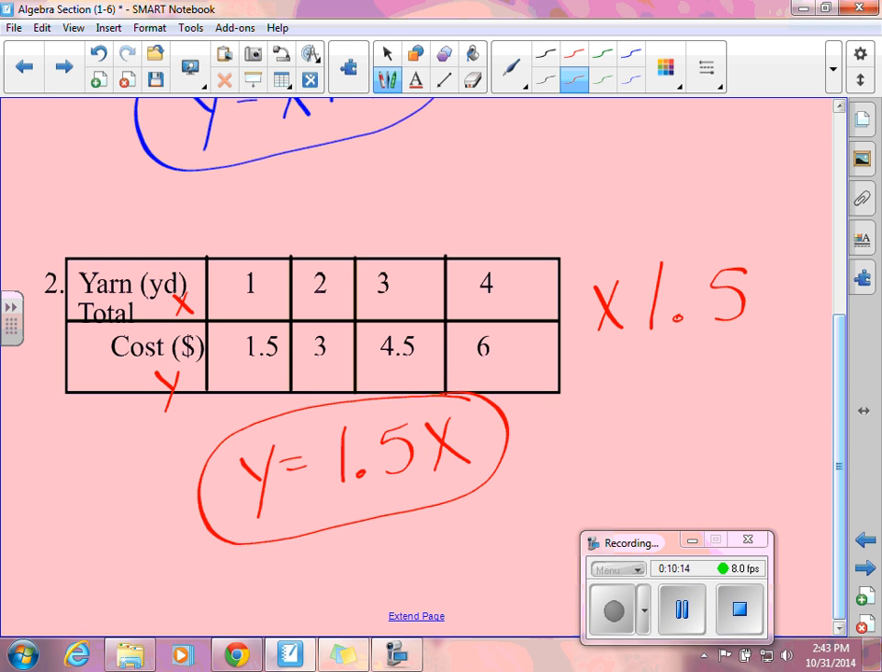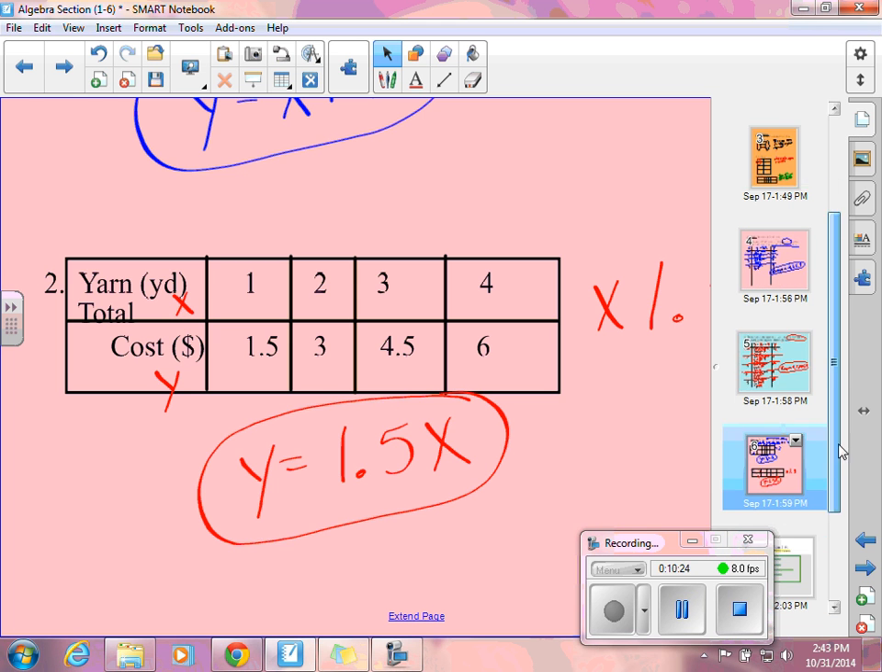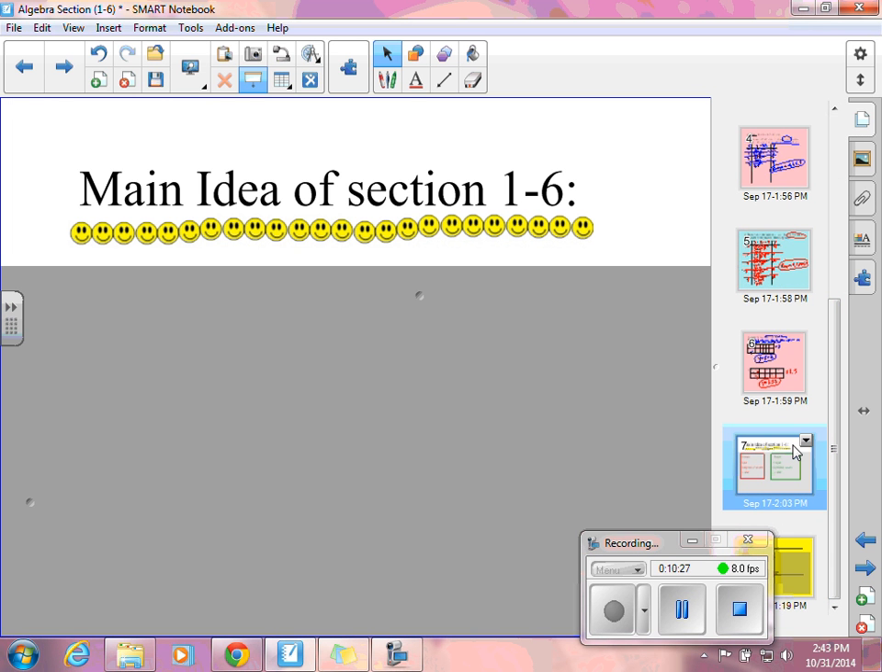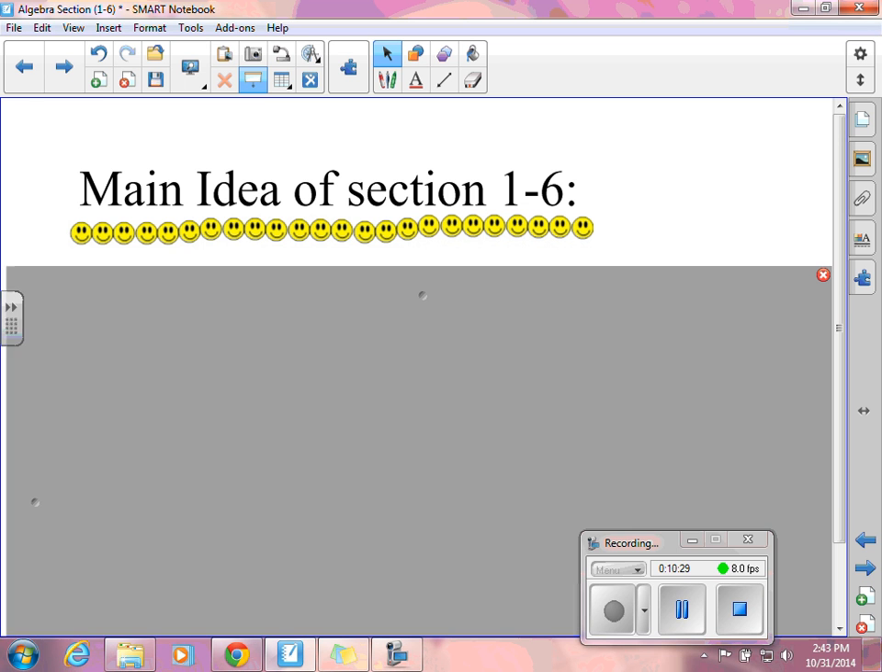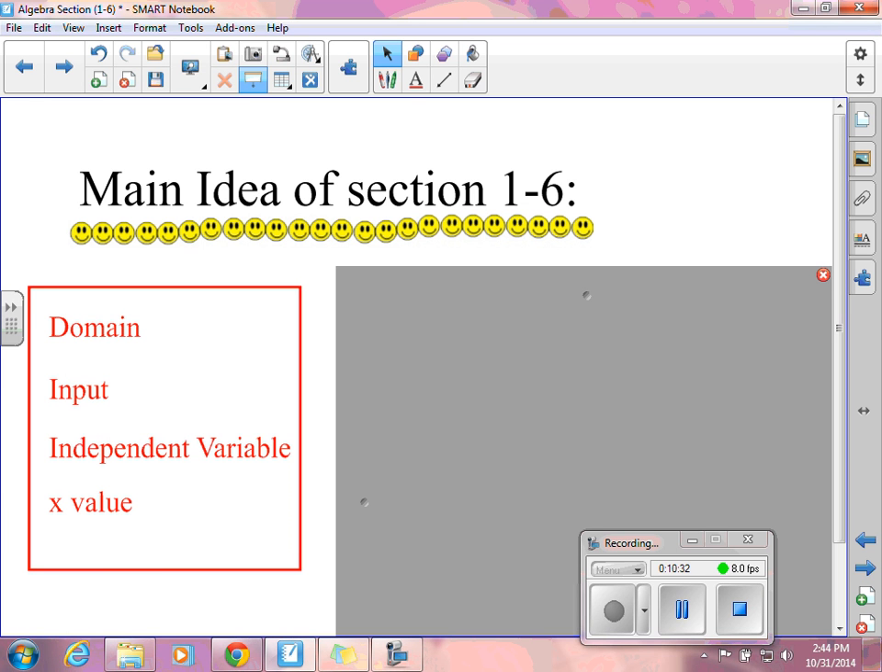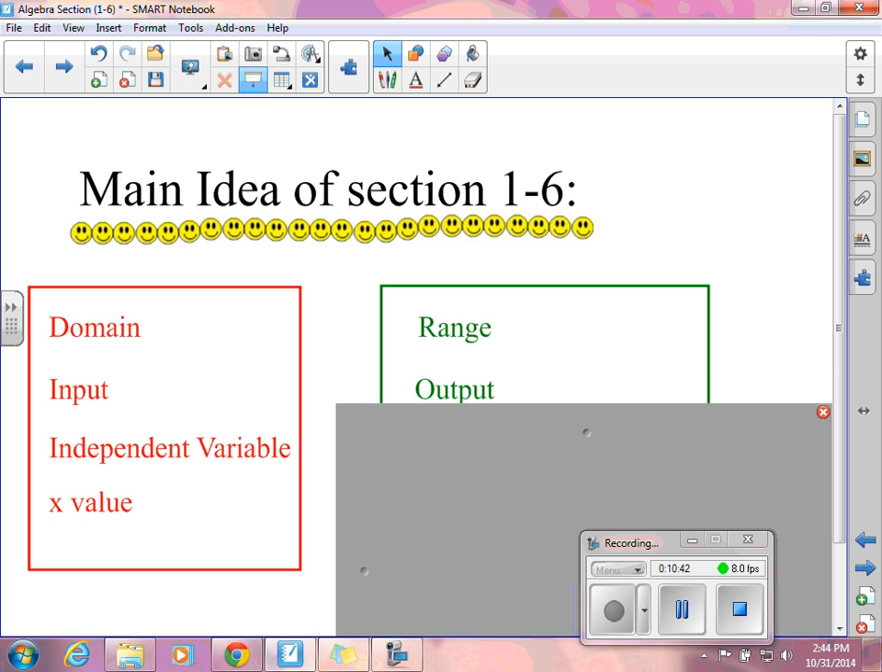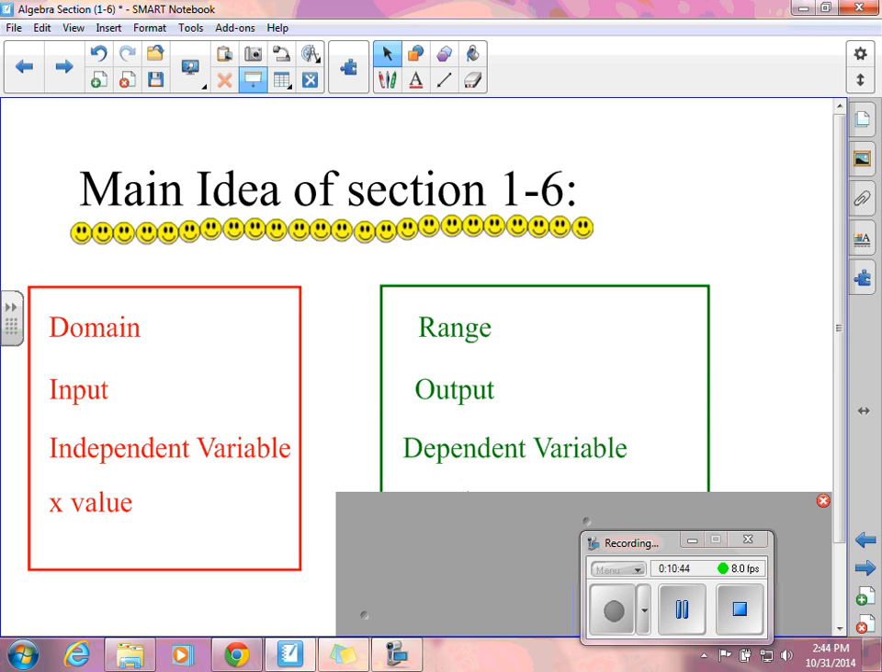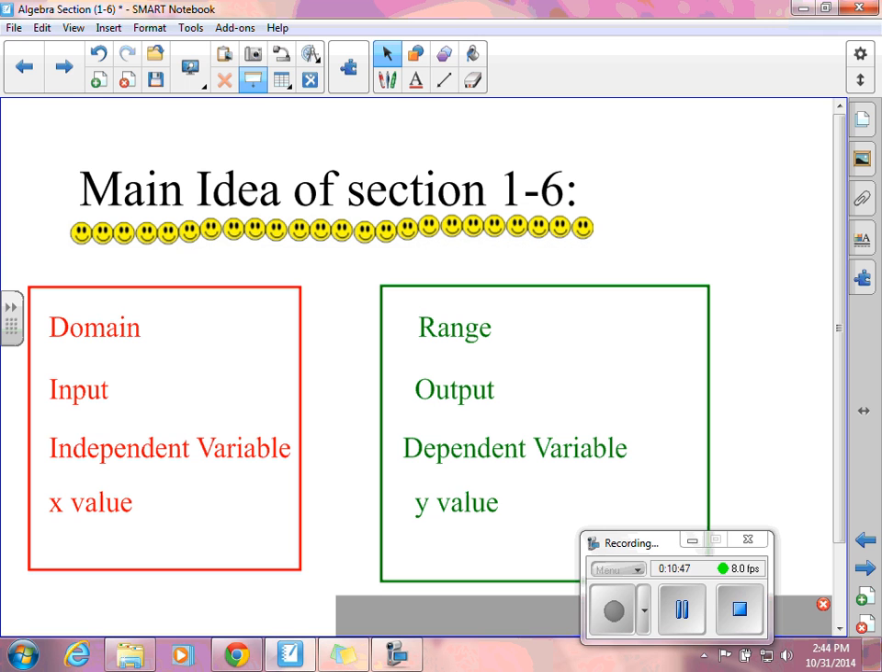Let's go on. This last slide just kind of puts the main idea of the section together. If I say domain, it's the same thing as the input, same thing as the independent variable, same as my x value. When I say range, it's the same thing as my output, the dependent variable, and my y value. And those are vocabulary words you need to know to be successful, all right? You're going to see it not only in algebra, but geometry, algebra 2, ACT, plan test, explore test.